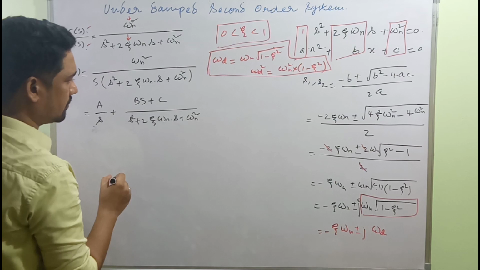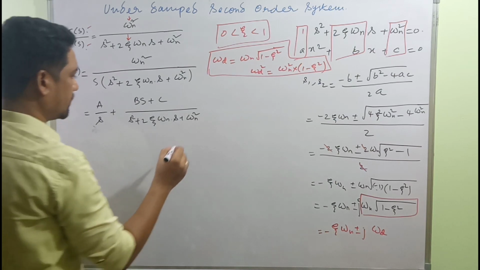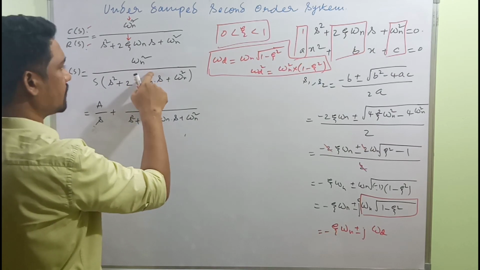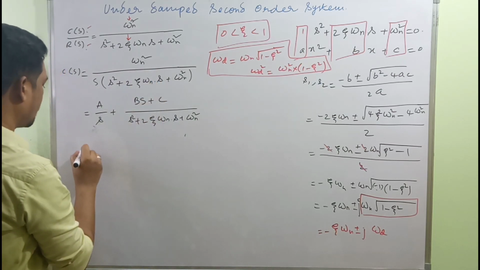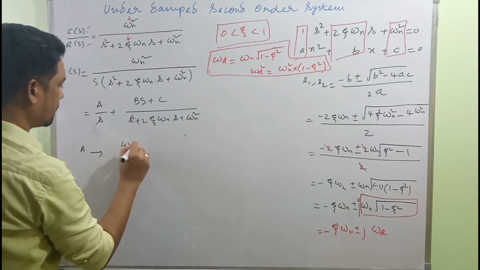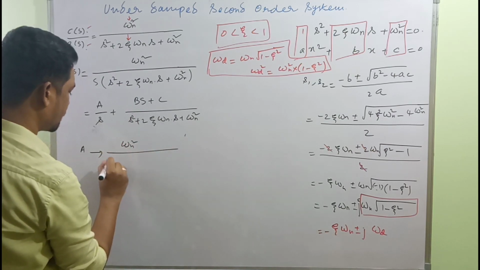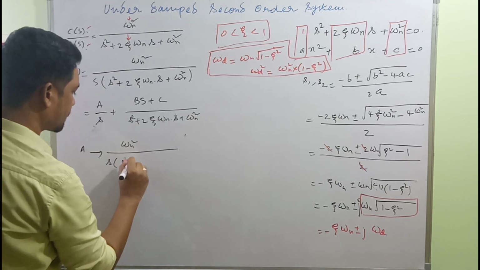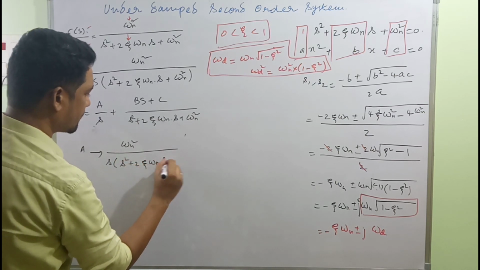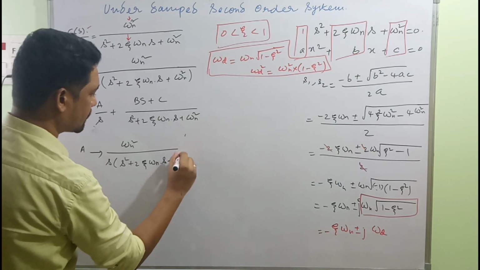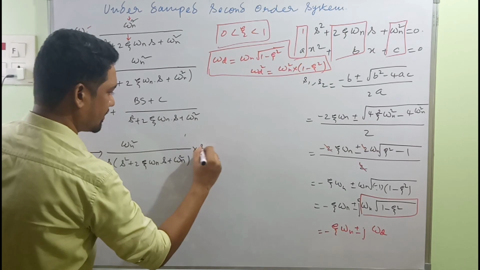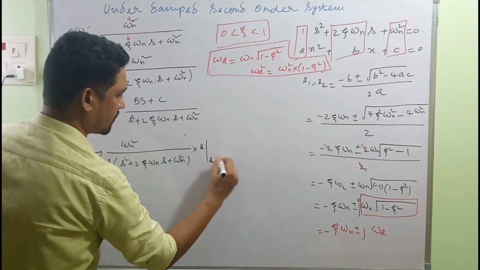So how to evaluate the value of A over here? Going back to this very expression, A will be omega n square by s into s square plus 2 zeta omega n into s plus omega n square, multiplying with the residue, that's s, and subjecting s equal to 0.